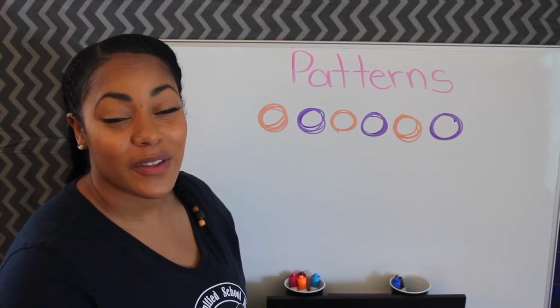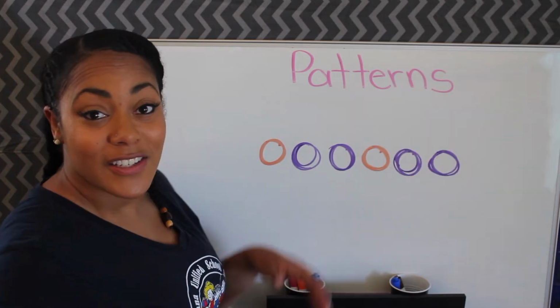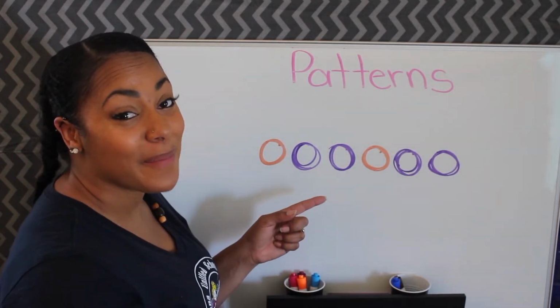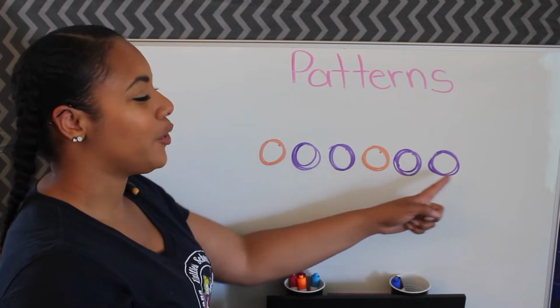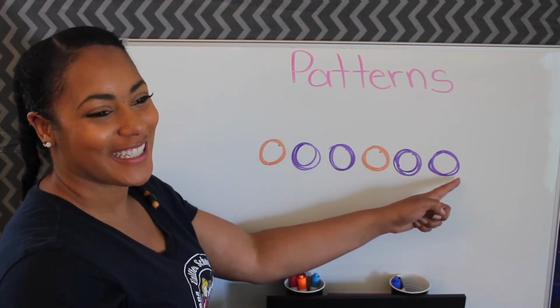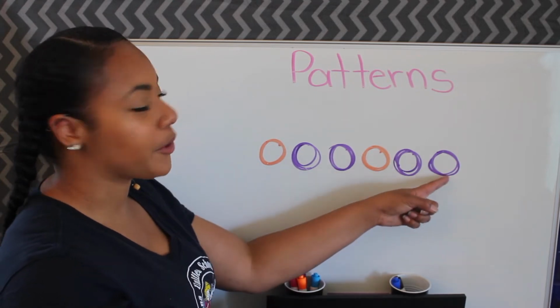I also want to share with you two other ways we can make patterns a little more tricky. So here for this pattern, I made brown, purple, purple. Brown, purple, purple. A little more tricky. Brown, purple, purple.